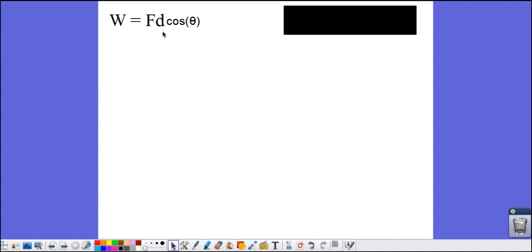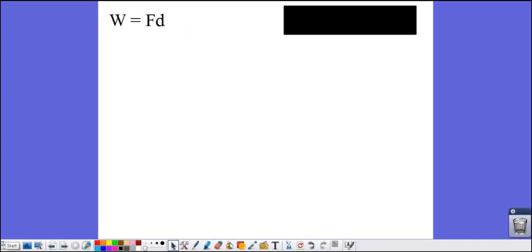For the purposes of this derivation, we are going to say that the entire force is going in the same exact direction as the object has traveled. So if the force is being applied to the right, the object is traveling directly to the right, which means the angle between them is 0. The cosine of 0 is 1, so we're essentially multiplying force times distance times 1. Anything times 1 is itself, so I can get rid of that for the time being.